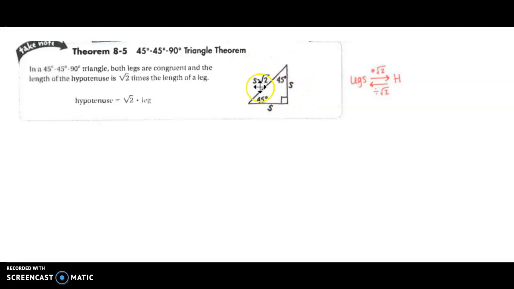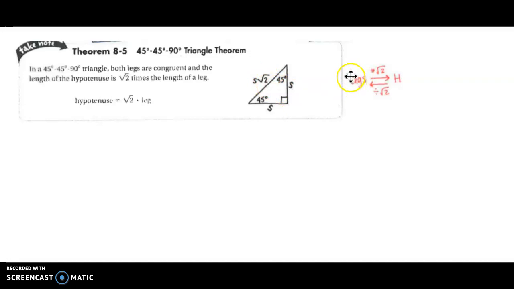So the theorem is kind of a shortcut, right? Instead of working out the Pythagorean theorem, if you know it's a 45, 45, 90, and if you know that these two are the same, then the hypotenuse is going to be whatever that number is times root 2. You just attach a root 2.